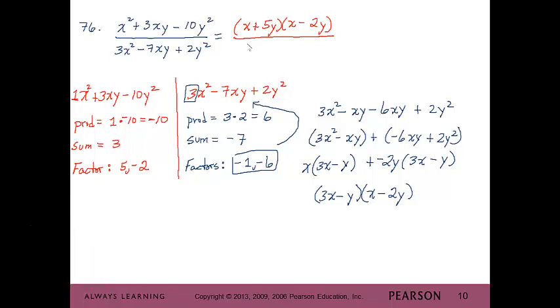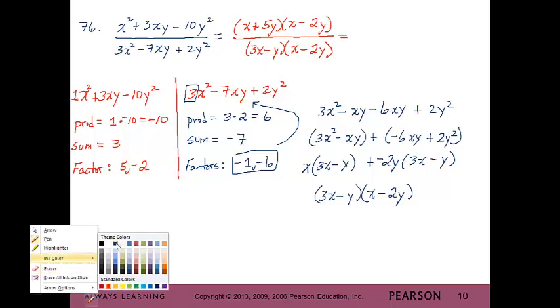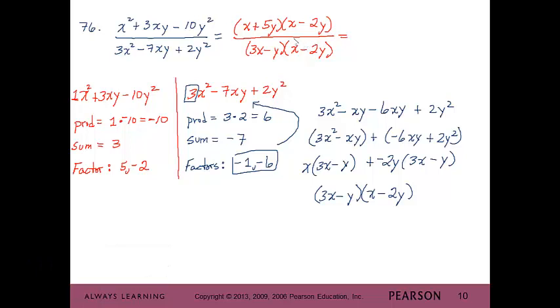So the denominator becomes 3x minus y, and then x minus 2y. And we cancel any common factors out. So x minus 2y cancels with x minus 2y. And the final answer is x plus 5y, all divided by 3x minus y.